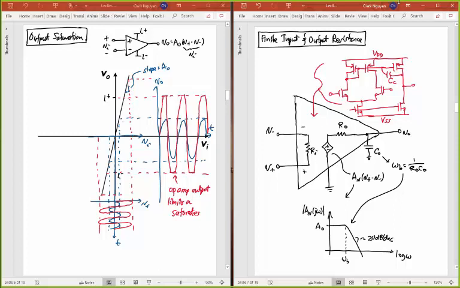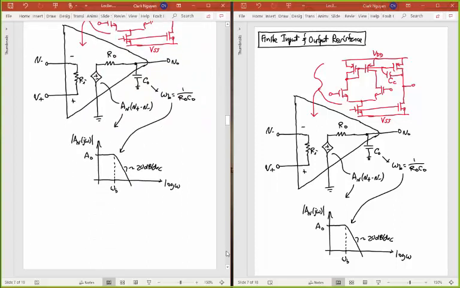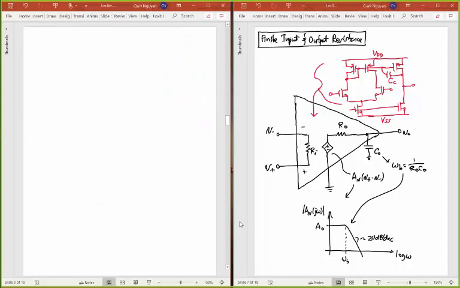Okay, and so now let's move on to talk about yet another non-ideality of op-amps, and that is slew rate. Also something that you're going to want to know for this homework that's coming up. The very last few problems deal with slew rate. So what is slew rate?